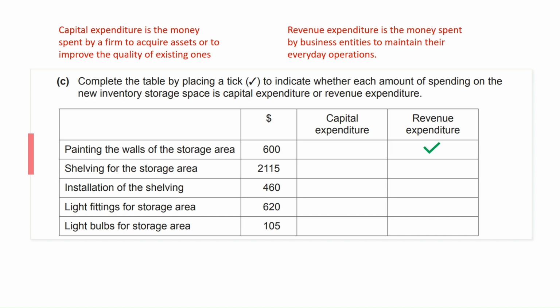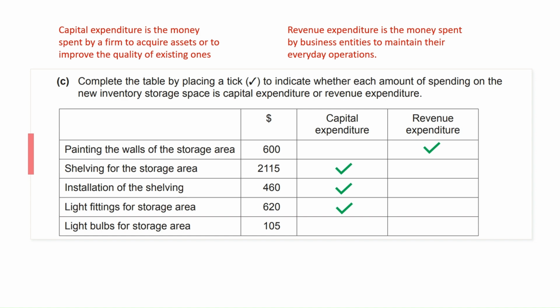Shelving of the storage area, this is more of a long-term commitment, so that falls under capital expenditure. Installation of shelving is also a capital expenditure. Light fittings for storage area is also capital expenditure. So all these three costs fall under capital expenditure because they satisfy the definition of capital expenditure, acquiring an asset or improving the quality. They're more like long-term commitments. So it will lead to long-term benefits. So that's why it falls under capital expenditure.